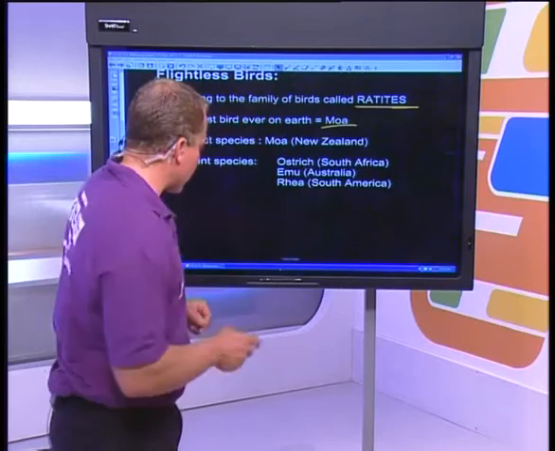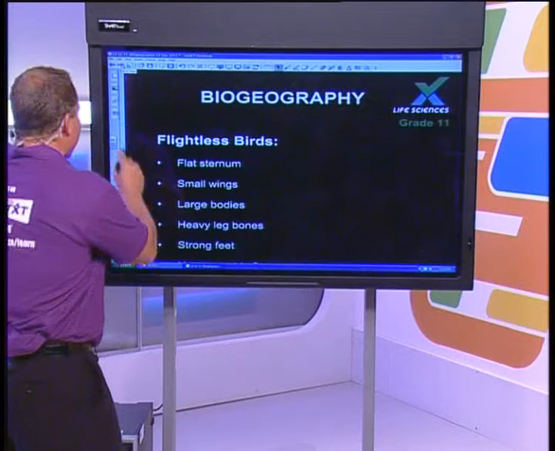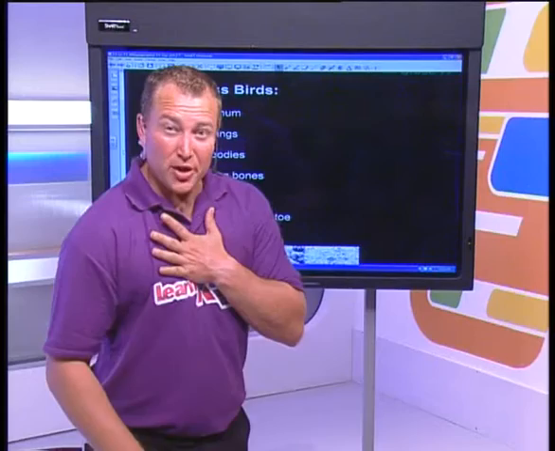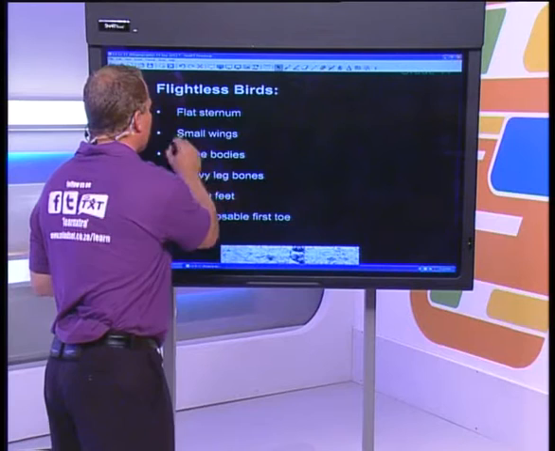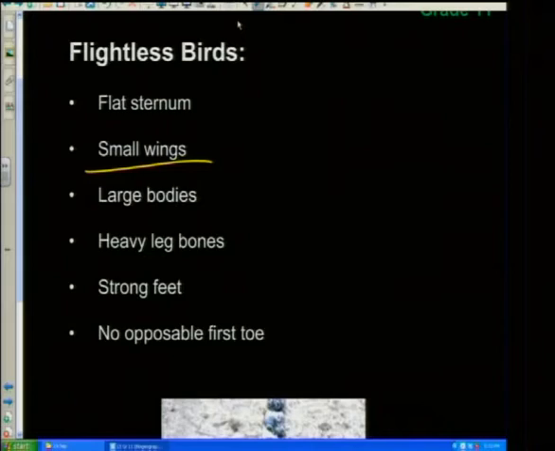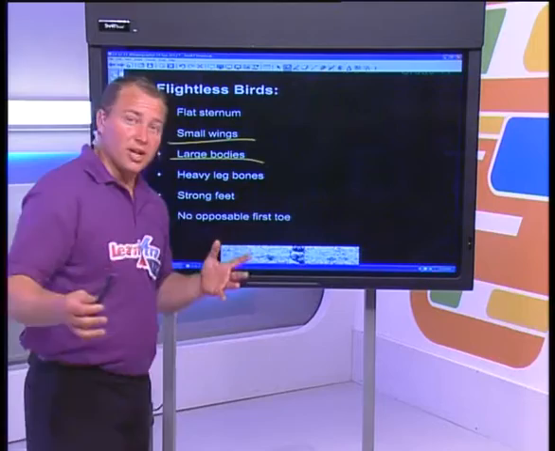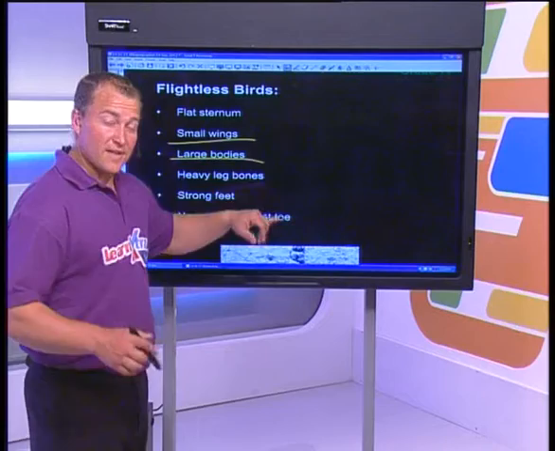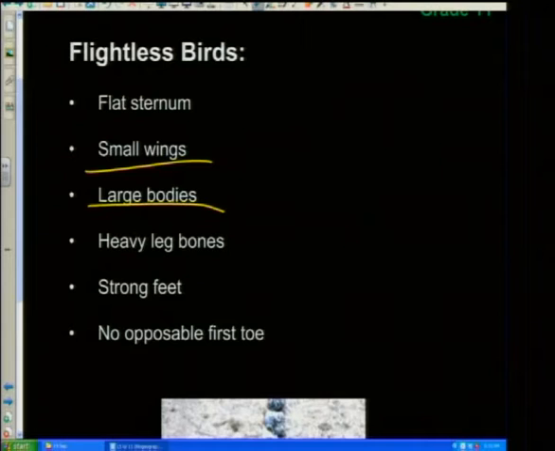Okay, so if I start it off, the flightless birds have a flat sternum, so this bone that's in between your chest, flat sternum, right? Nice and strong and solid. The problem is their wings are very, very, very small. So they cannot take off, which means that their bodies had to get larger. The bigger they are, the more protection they can have. They've got heavy legs, big, strong, solid legs, right? And no opposable toe. They've got only toes facing the front.